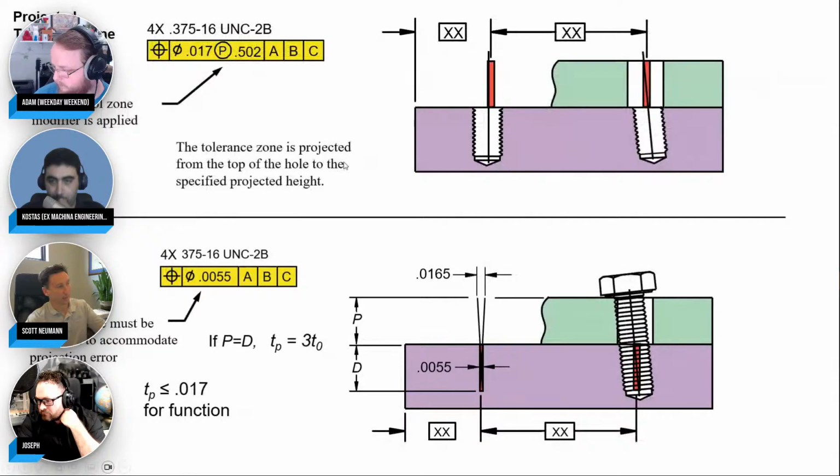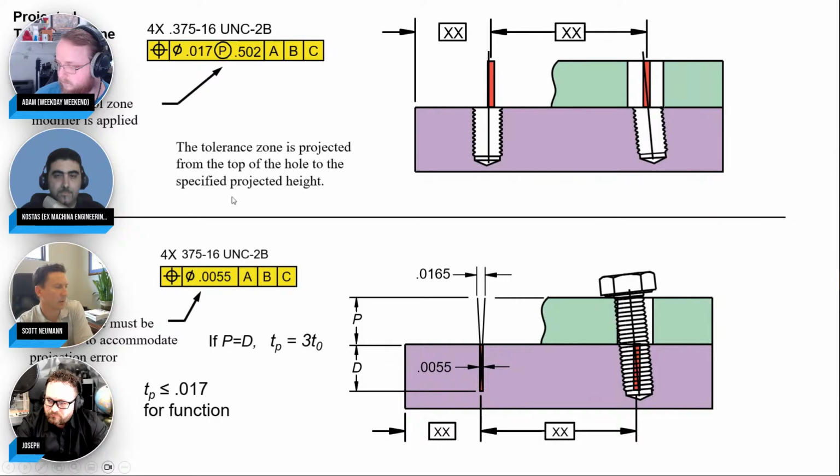So yeah, looking at the calculations here, what would you rather have? A position tolerance of 17 projected out the correct height? Or would you have a tightened-up tolerance down to a third of what you originally have? And wow, it's a no-brainer.